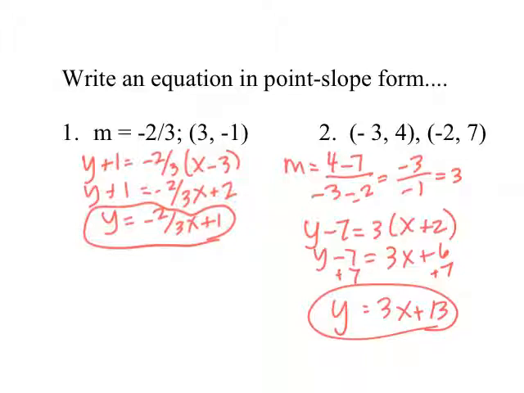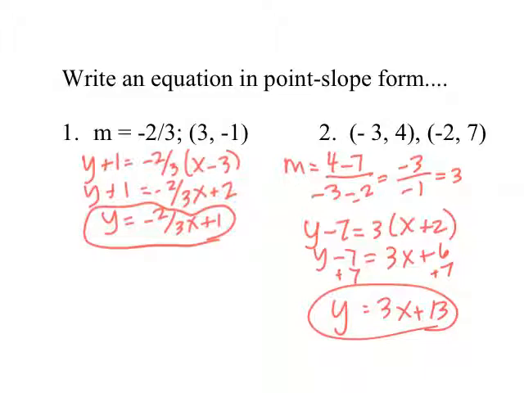Over here, I did 4 minus 7 over negative 3 minus negative 2, which is a plus 2, and got negative 3 over negative 1, or 3. And then I picked which point. Let's see, I chose this point. It didn't matter which one I chose. So y minus 7 equals 3 times x minus negative 2. Distribute, and then add the 7.